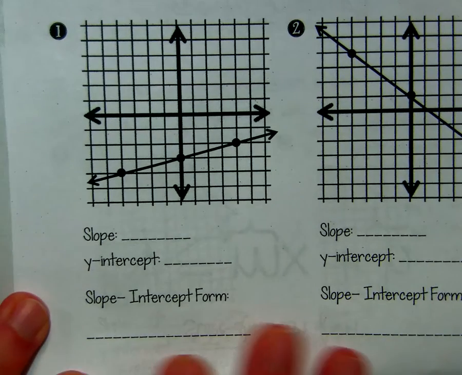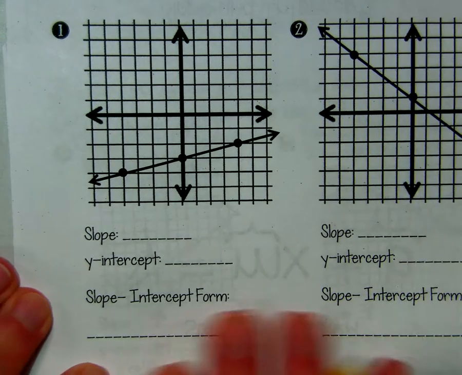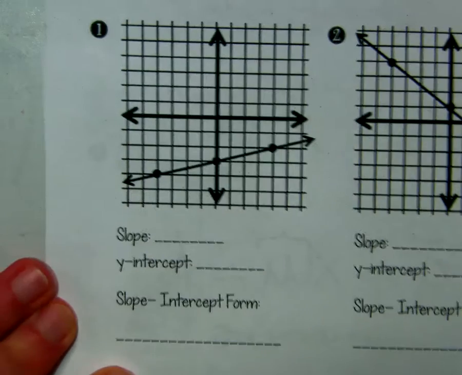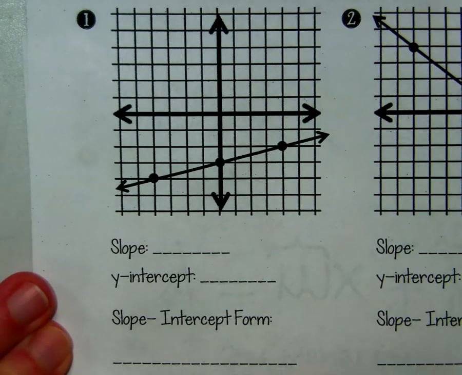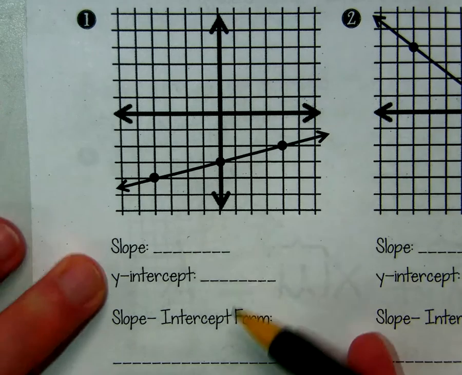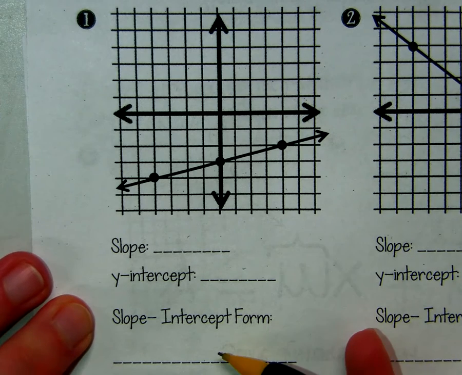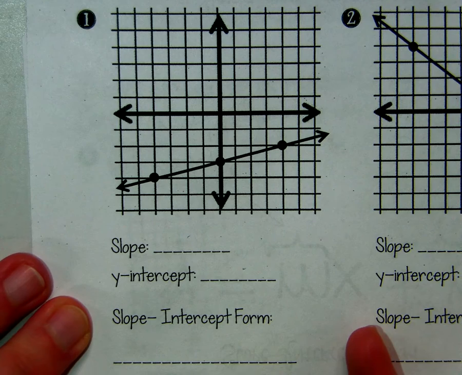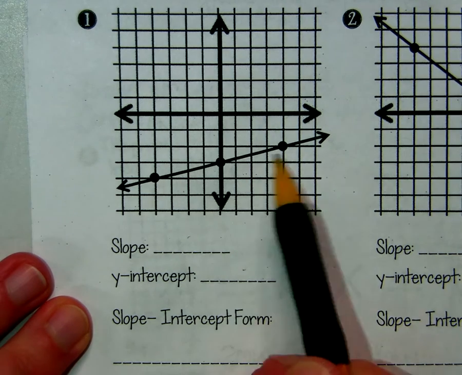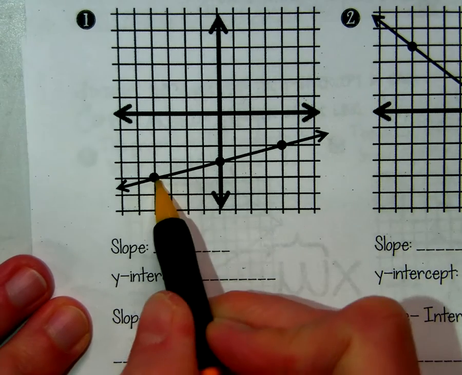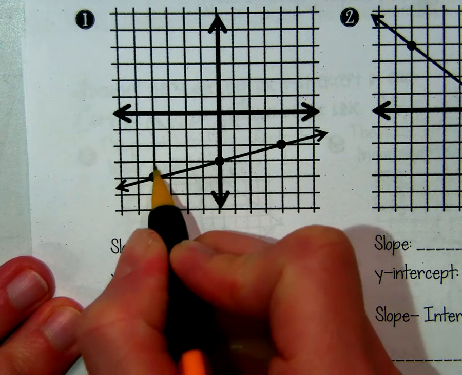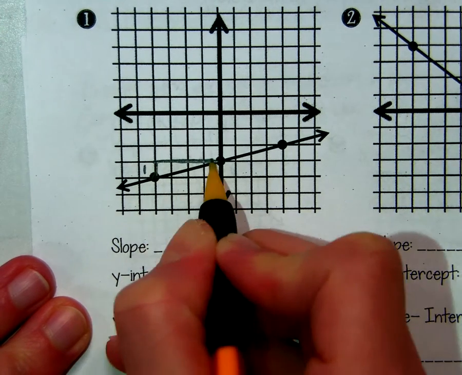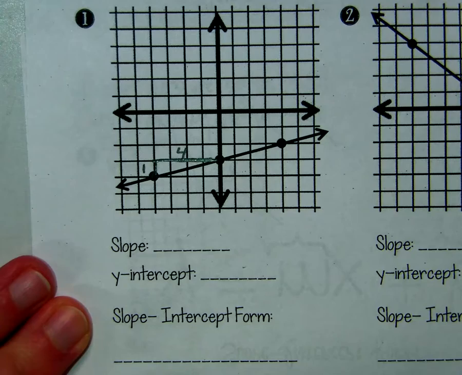So if we look at example 1, what they have done is they have given us the graph of a line. Let me just zoom in a little bit here. And we are going to find the slope and the y-intercept and use that to write the equation for the line in slope-intercept form. So they've given us lots of points here. We can just start over here and figure out the rise and the run. So the rise looks like it's 1, and the run is 4.